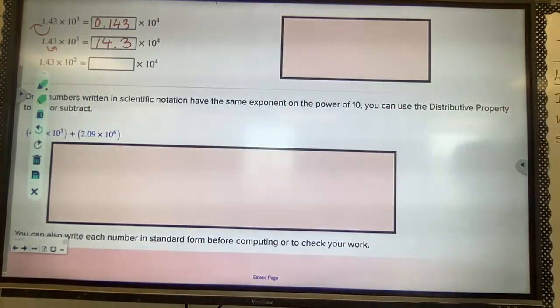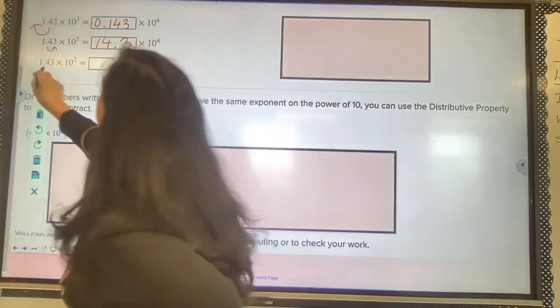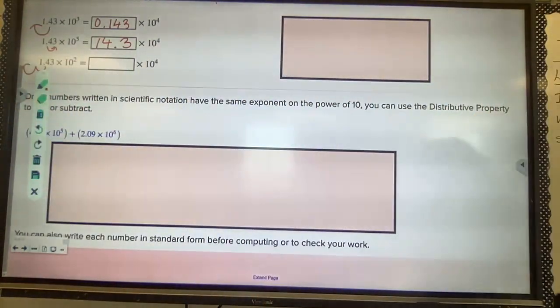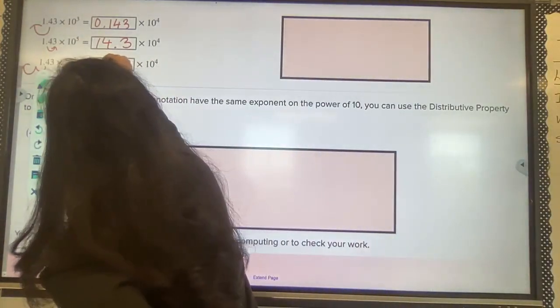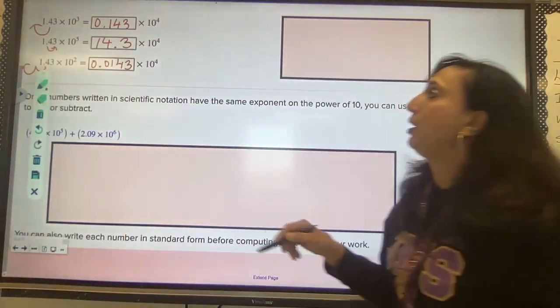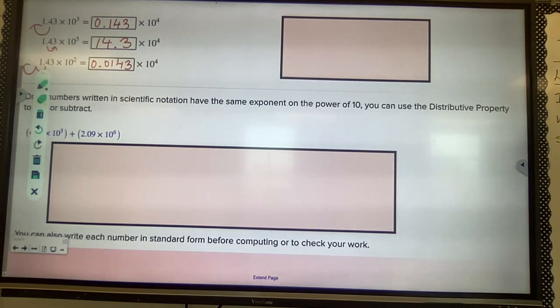Let's look at the last one. I have 1 and 4300 times 10 squared, and I'm trying to make it 10 to the fourth. So for it to happen, it has to go two more to the left, right? And so I would have this number, 0143. And then only when I can see I've converted them all to the same format, then you can easily add or subtract using the distributive property.